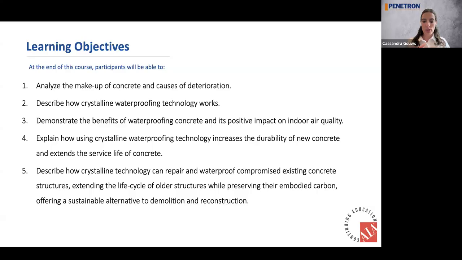Now, the crystalline technology, we've got solutions for new concrete as well as repairs. So we'll dive into the repair part of the technology as well to show you how it can actually extend the lifespan of existing structures so that we don't have to demolish structures as quick as what we would normally do, and that then preserves the embodied carbon that's inside of your structures.